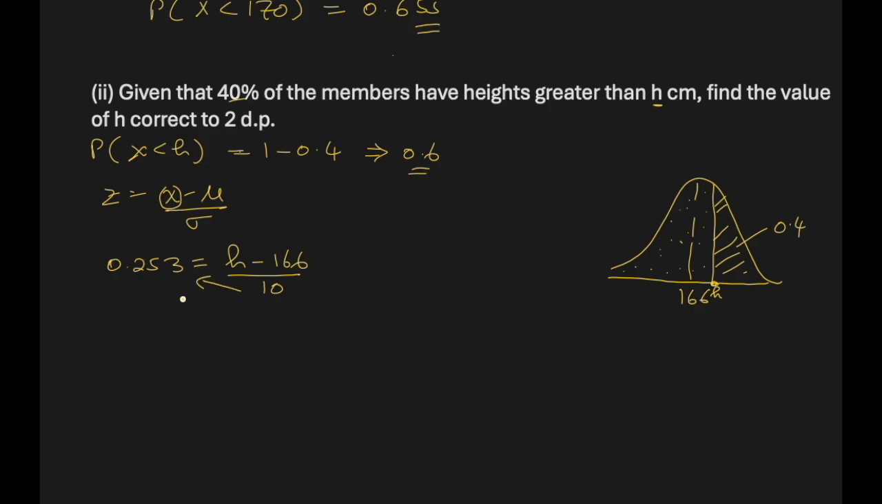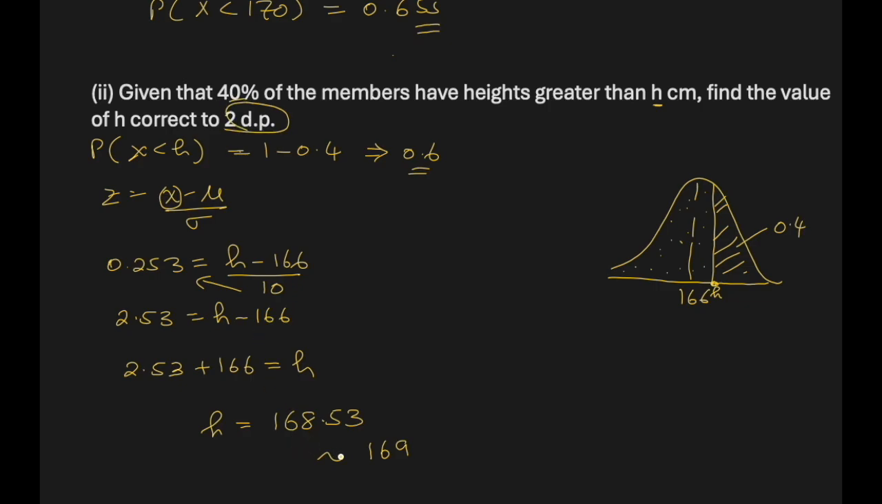Let's cross multiply here. So it becomes 2.53 equal to h minus 166. I'll bring 166 there. So 2.53 plus 166 equal to h. And we got h equal to 168.53, which we have to round off to three significant figures, 169. Okay, they said two decimal places, so not three significant figures. This is the right answer. We can stop it here.